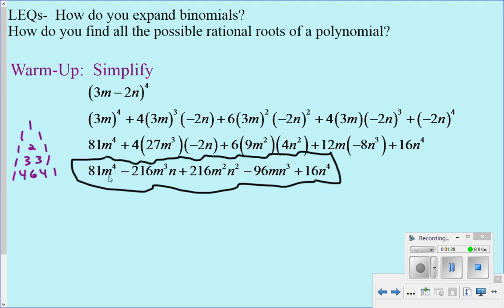So when I multiply out the 4, the 27, the negative 2, I get negative 216 m cubed n. 6 times 9 times 4 is positive 216 m squared n squared. 12 times negative 8 is negative 96 m n cubed. And lastly, plus 16 n to the 4th. So that's your final answer.